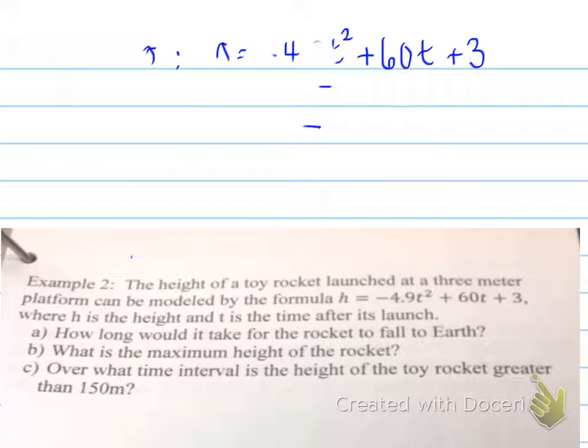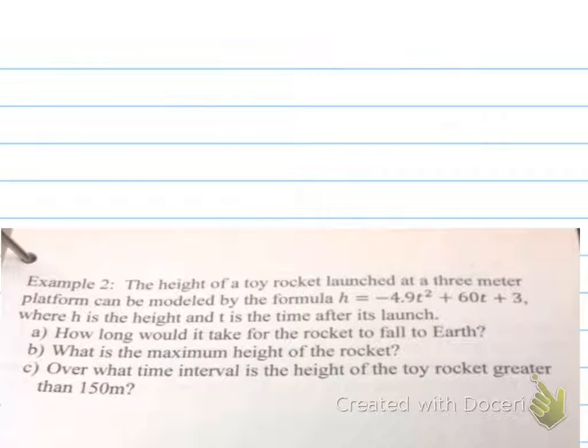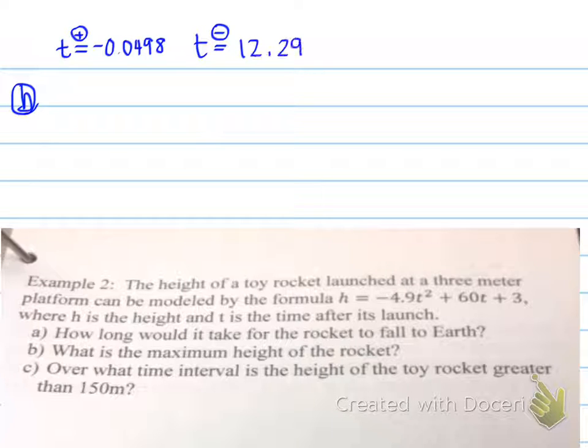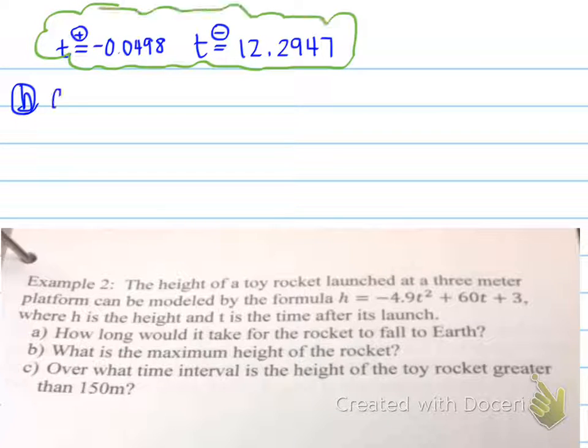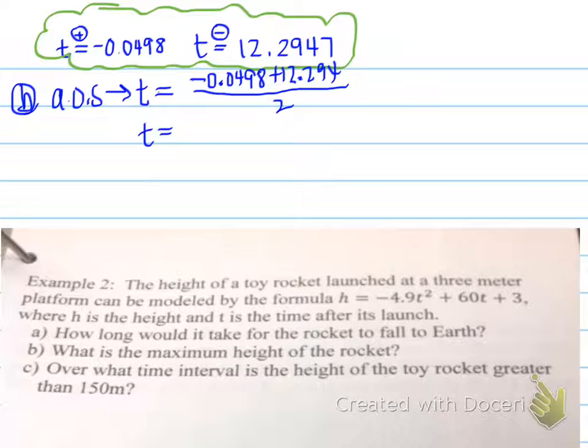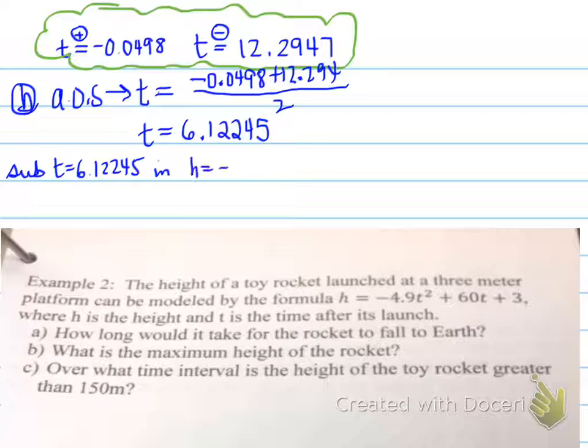So, here's how we would solve it. For part B, we would take the t values yet again. So those are the t values we had earlier. And we would add them up and divide by 2 to find the axis of symmetry. We add them up and divide by 2, and we get that the t value is 6.12245. Now, we sub in that t value back into the equation, sub it in for t, and we find the h value.